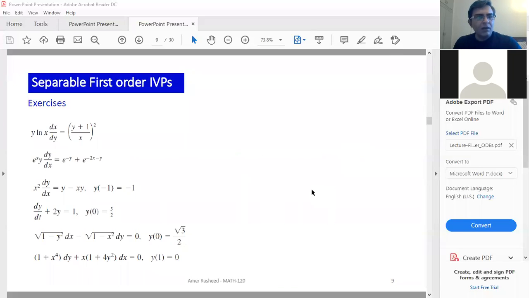Okay. These are some of the exercises which I have included here in the slides. You can try solving these equations. These are all separable differential equations.